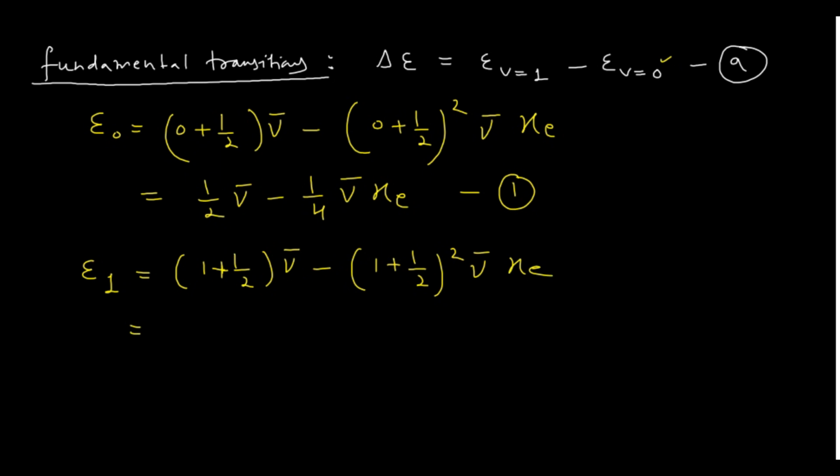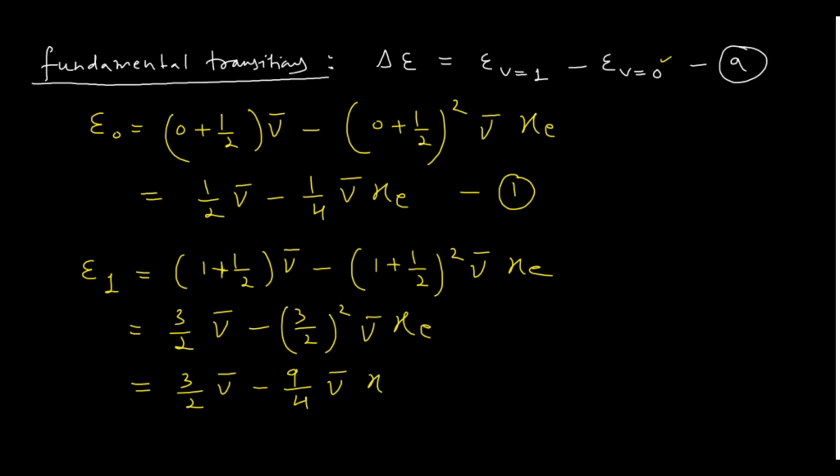You can use a little bit of mathematics. 1 plus 1 by 2, 2 ones are 2, 2 plus 1, that means it is 3 by 2. So here you can write 3 by 2 of nu bar minus 3 by 2 whole square nu bar of xe, and then you can write 3 by 2 of nu bar minus 9 by 4 of nu bar xe. See, this is the equation number 2, right? There is no problem in that.